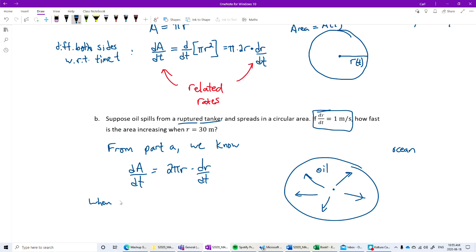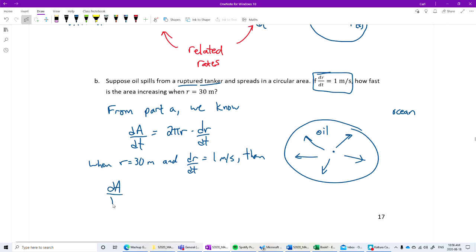So when r equals 30 meters and dr dt equals 1 meter per second, then I can just calculate it, right? The area derivative is 2 pi times 30 times 1 meter per second, which is, let's see, 2 times pi times 30. I don't have to do times 1. 188.5, let's call it.